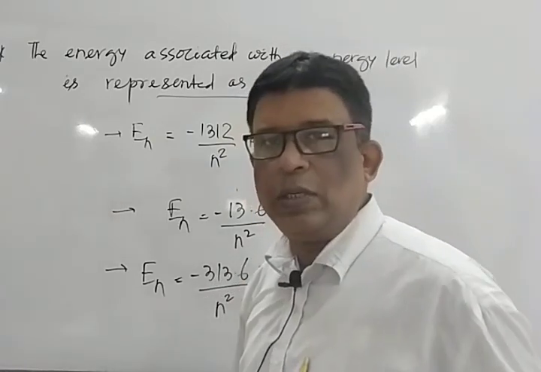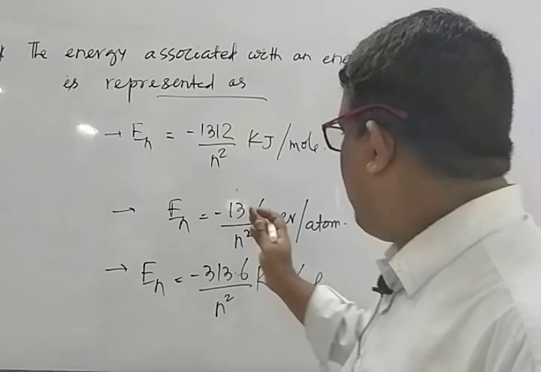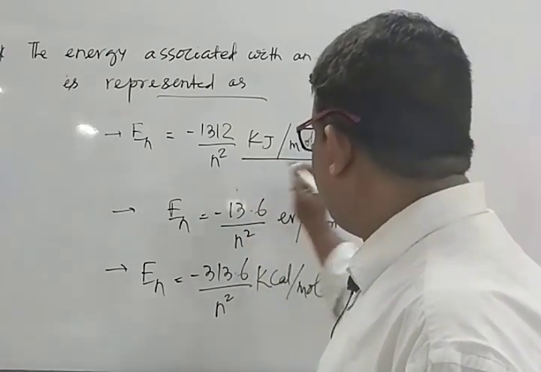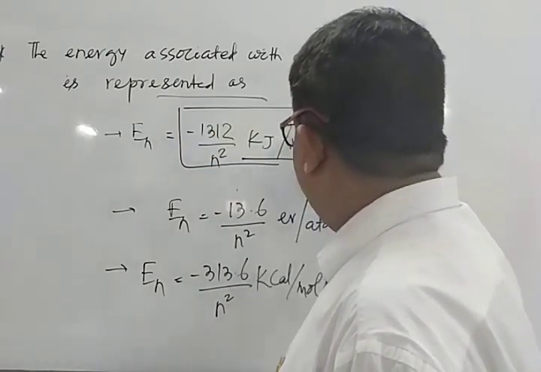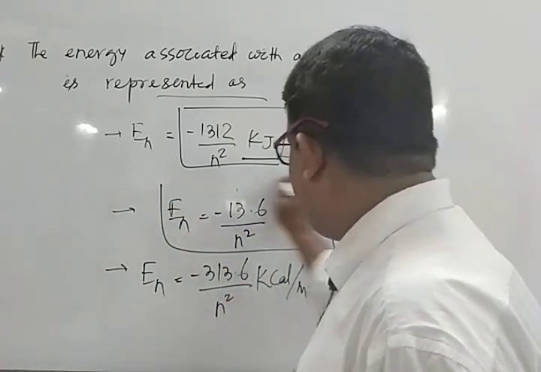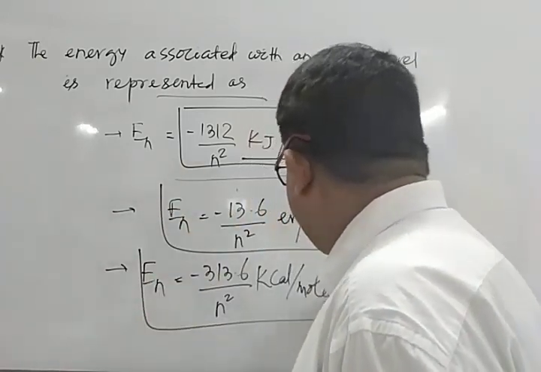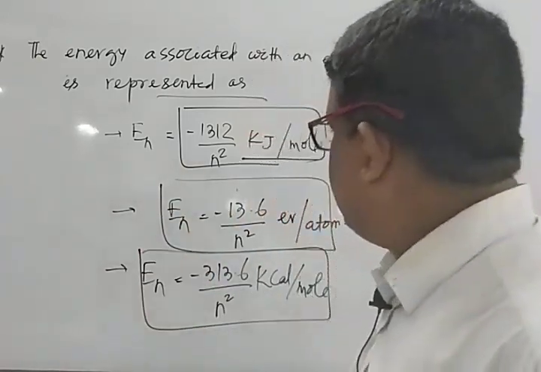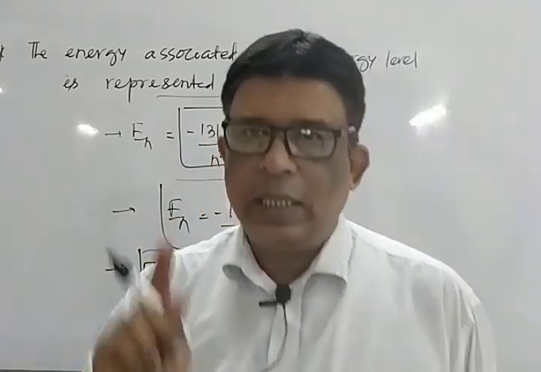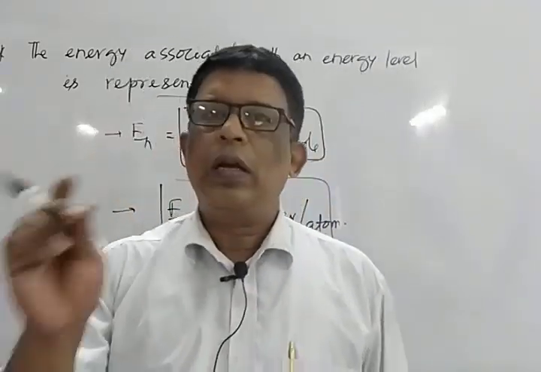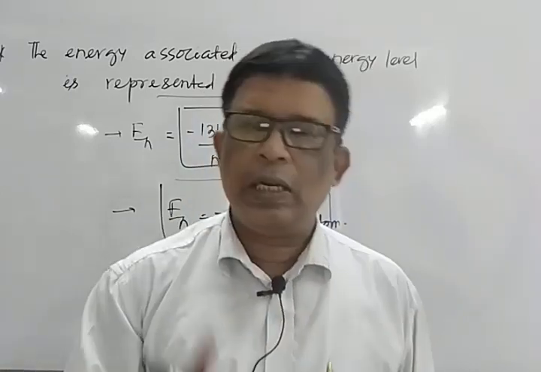So different values are there in different units. One is kilojoule per mole, mark that. One is electron volt per atom, and one is kilocalorie per mole. I repeat again, these are the expressions for an electron of a hydrogen atom.